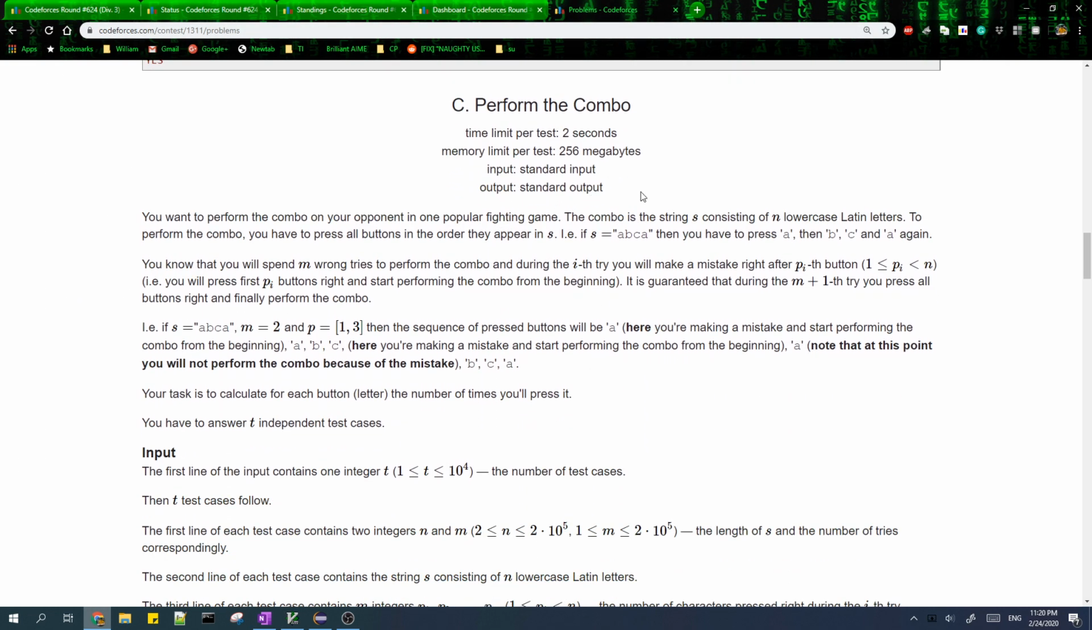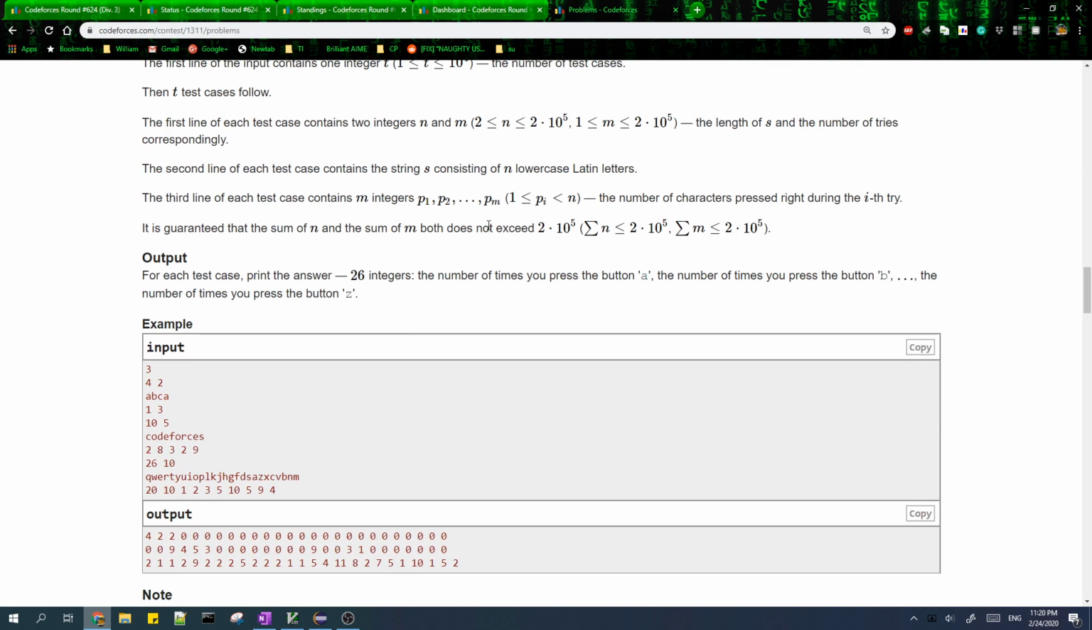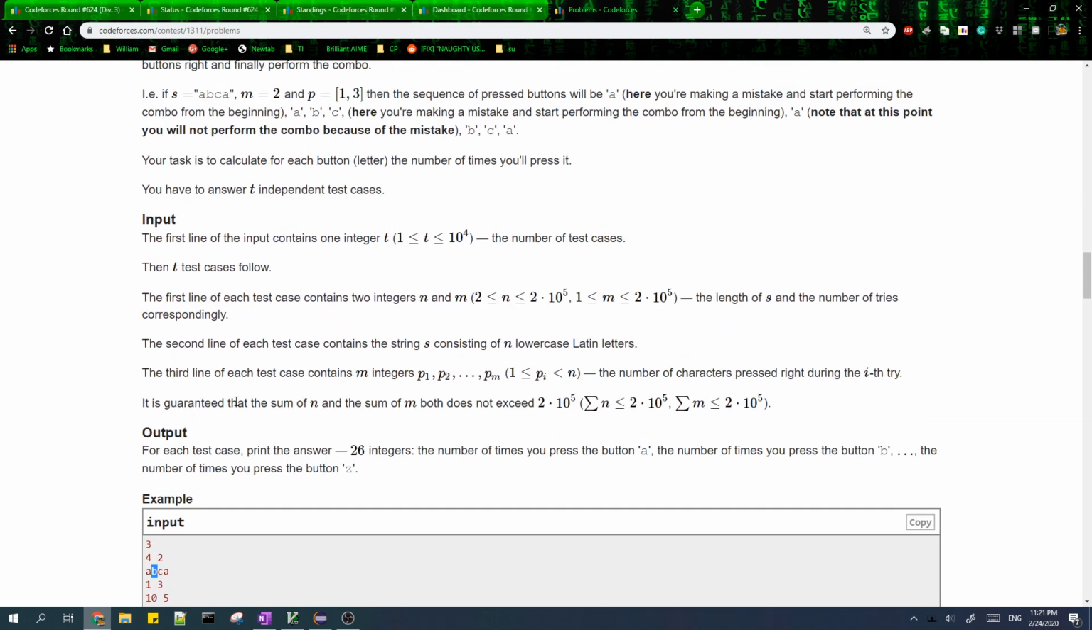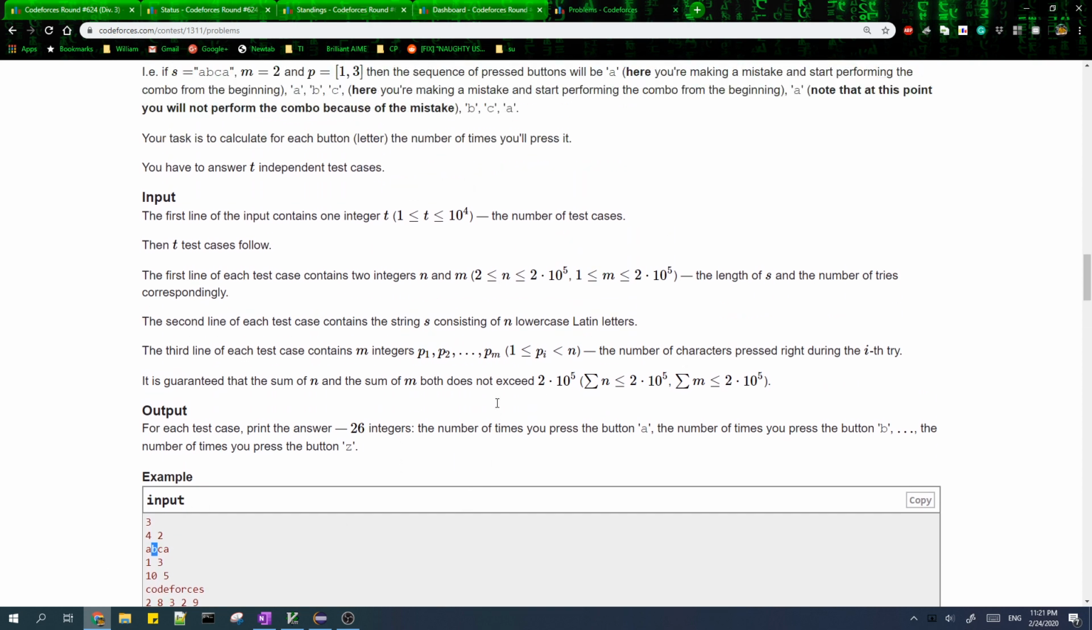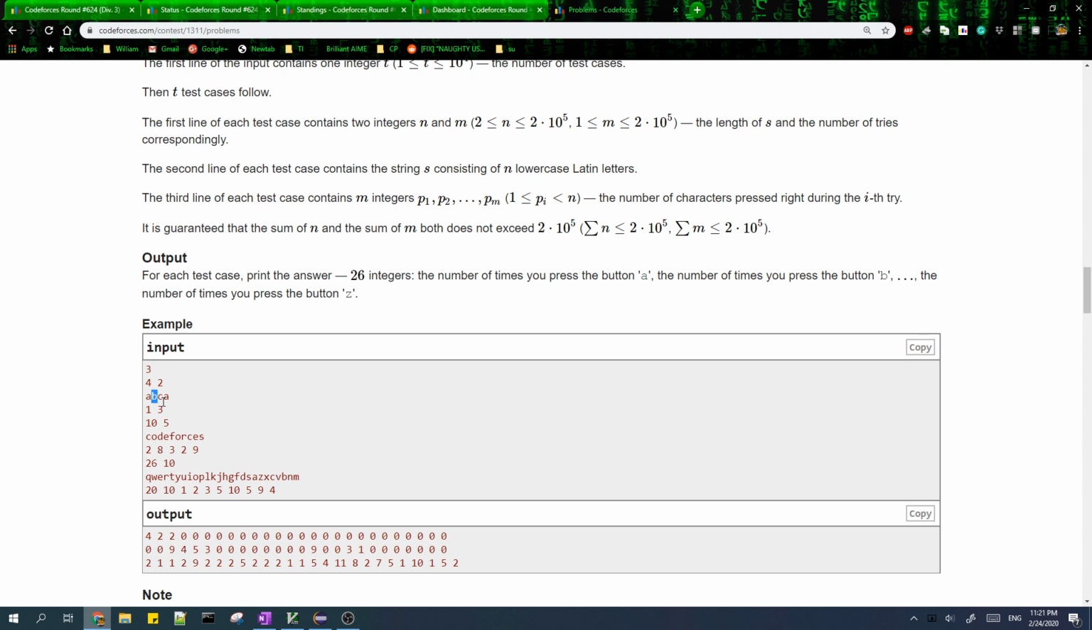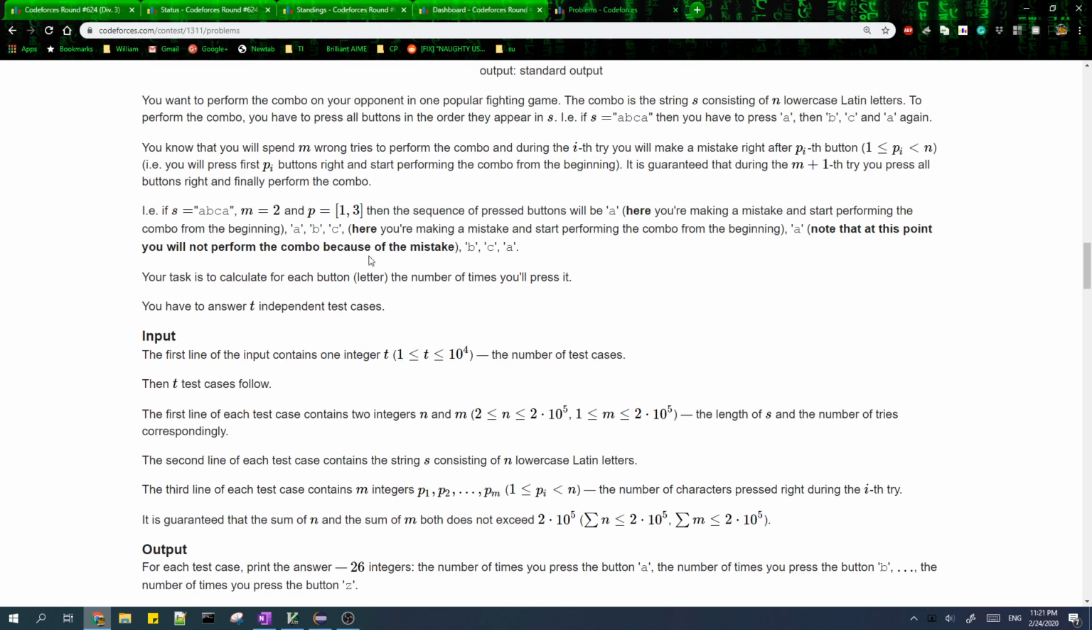For C, basically what we want to calculate is, for each index, how many times we press that index. So for example, in the first sample case here, the first time we hit this combo, the second time we hit these 3 letters, and the last time we hit all 4 letters. So we find that the first index we press 3 times, so all 3 times we press this. And for B and C, we only press it 2 times. And for the last one, we only press it once, when we do the final combo.